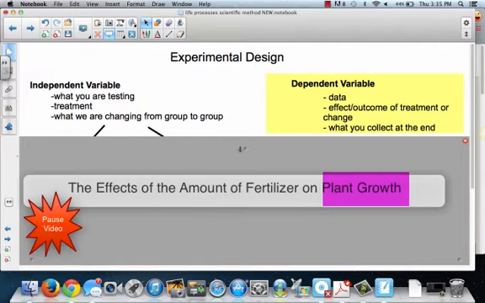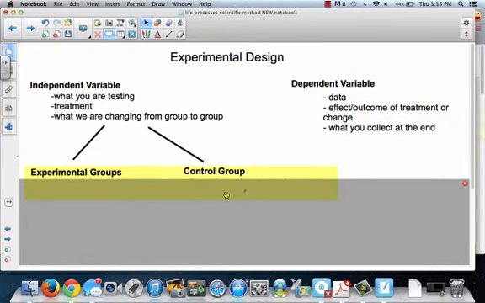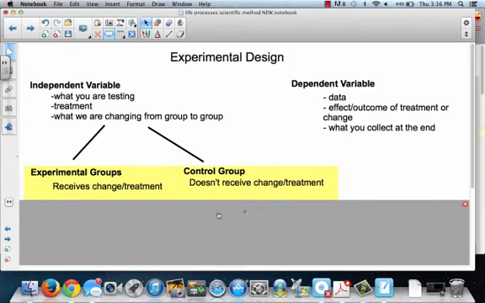Okay, now that you've made these lists, underneath the independent variable, you have two groups. You have the experimental group and the control group. Do you know which one does not receive the treatment? Think about the answer in your head. All right, the control group is actually one that does not receive any treatment or any change, whereas the experimental group does receive change or the treatment that you're testing.